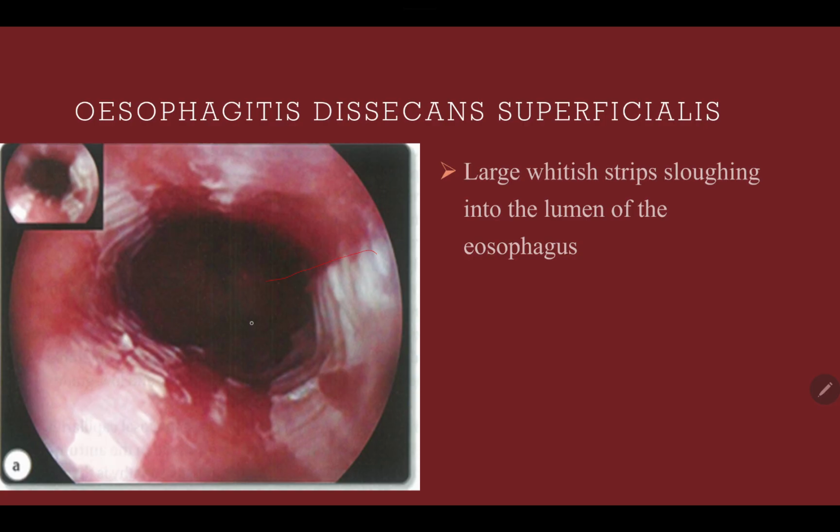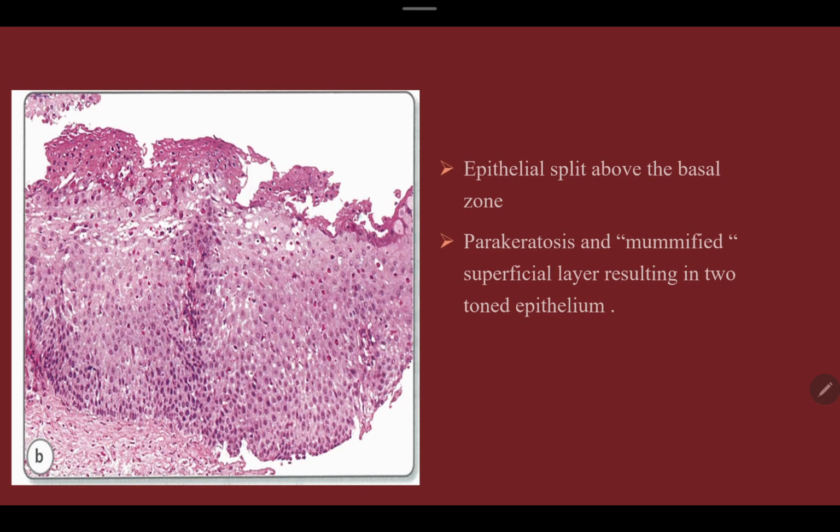So this is a sloughing membrane. We can see a membrane here, these whitish strips, which can be seen in the lumen of the esophagus. Then we can see the epithelial split above the basal zone. So this is the basal zone, above which an epithelial split can be identified. There is parakeratosis, and the superficial layer is mummified, resulting in a two-tone epithelium.